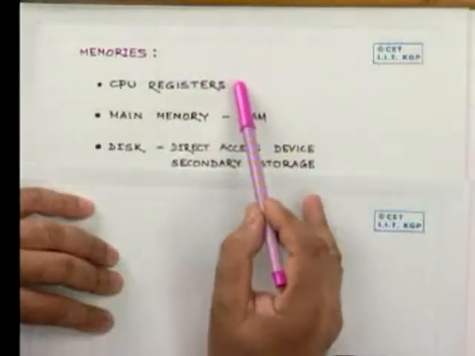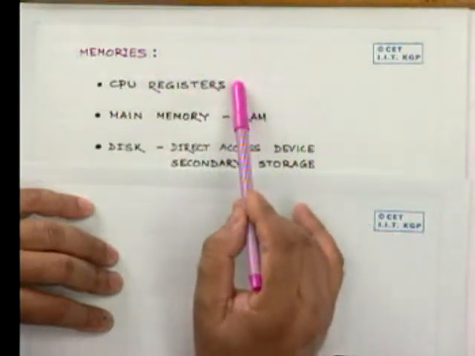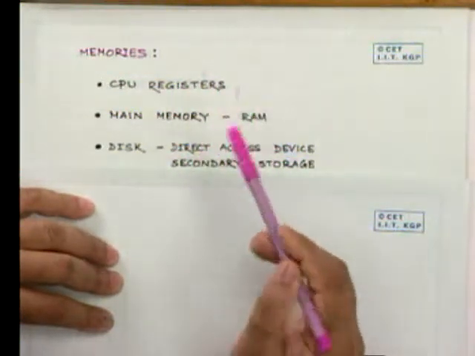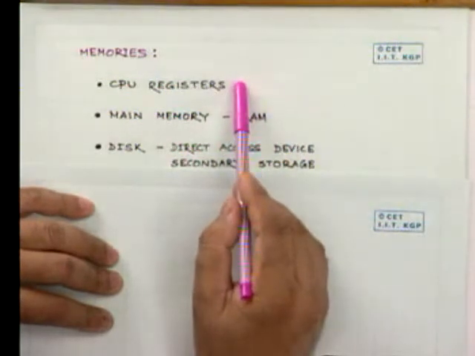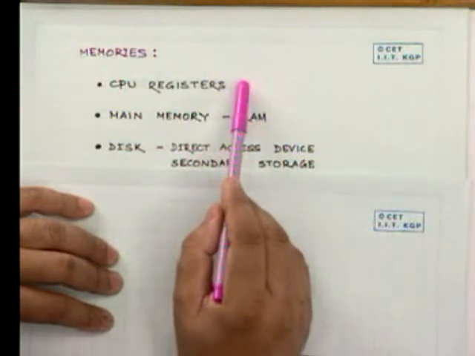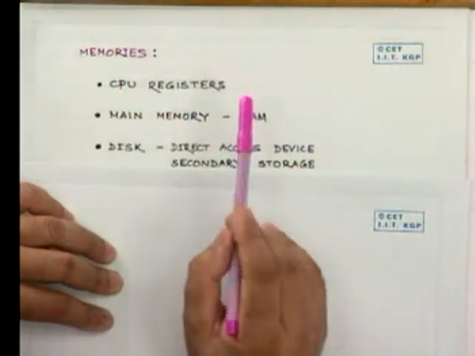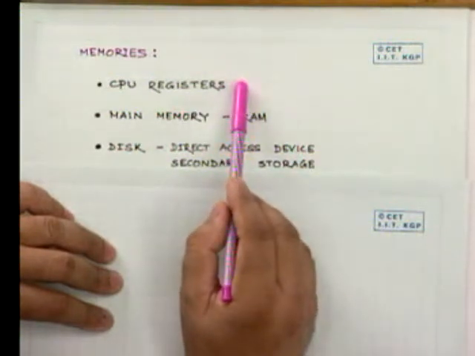Let us first come to the CPU registers. These are within the CPU, and therefore the advantage is the CPU can access them almost immediately when it needs data from them. The access time of these registers, that means data in these registers, is 1 to 3 nanoseconds. Therefore, you can see that if you can keep your data within the CPU registers, the computation is very fast.